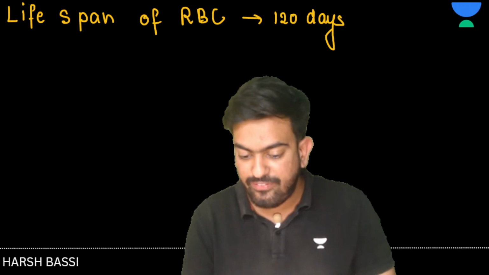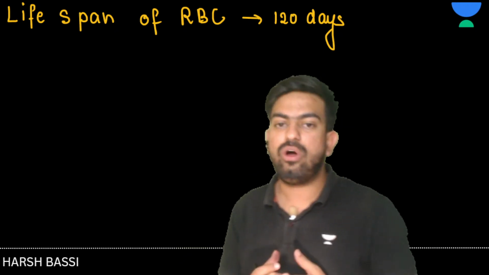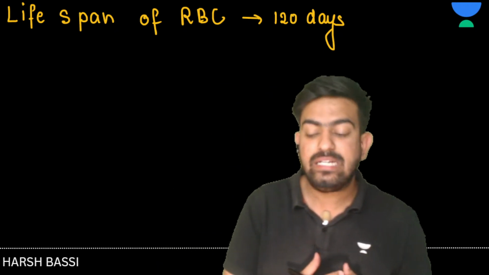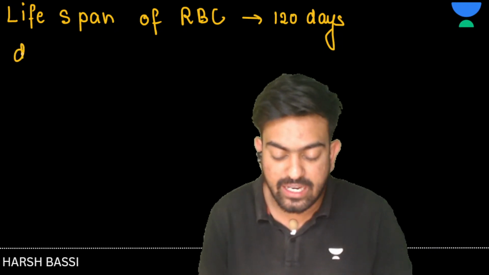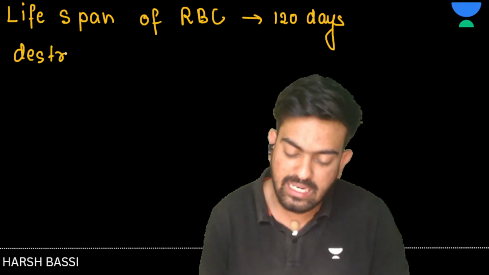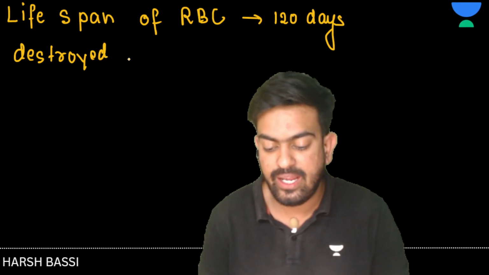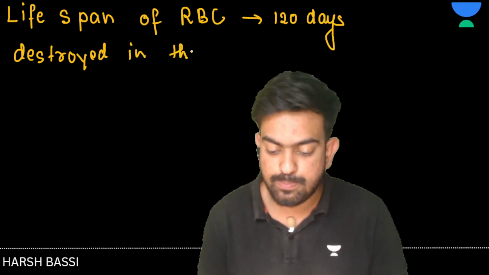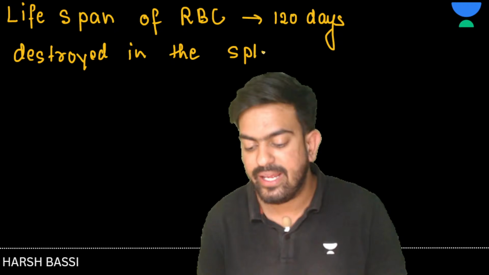Now, if I talk about the death of RBC, where is it destroyed? In the organ spleen. It is destroyed in the spleen.